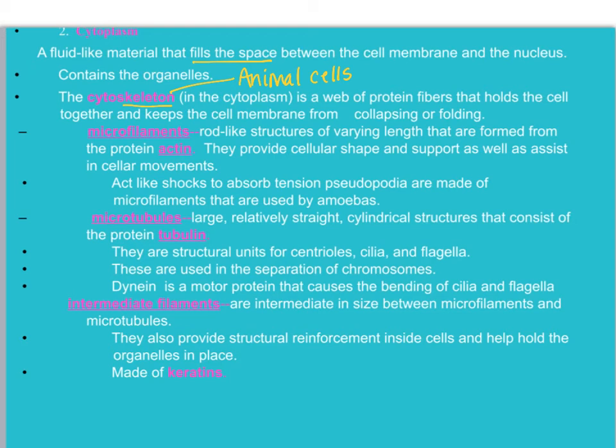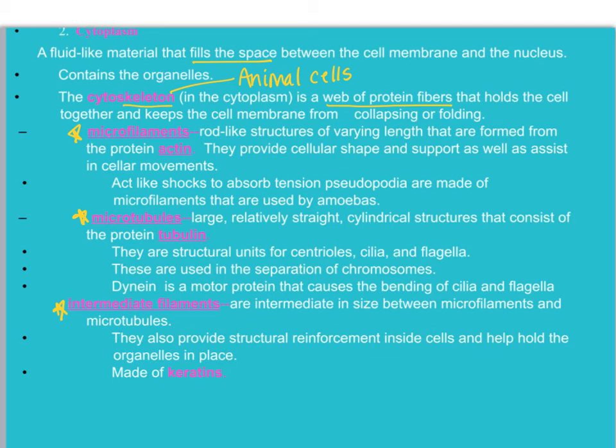Anyway, the cytoskeleton kind of looks almost like a spider web. It's a web of protein fibers, and it holds a cell together, keeps its shape, and prevents it from collapsing or enfolding in on itself. Some things that make up the cytoskeleton are these 3: the microfilaments, microtubules, and intermediate filaments.